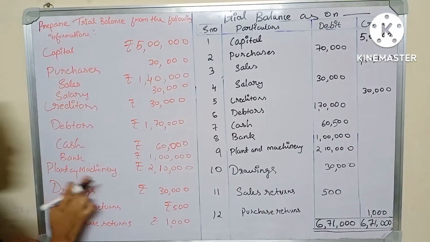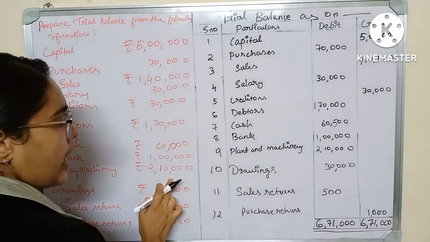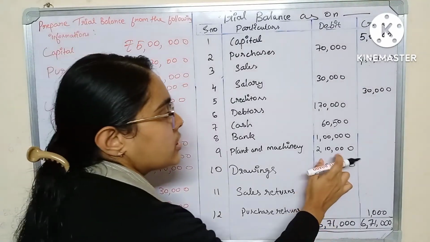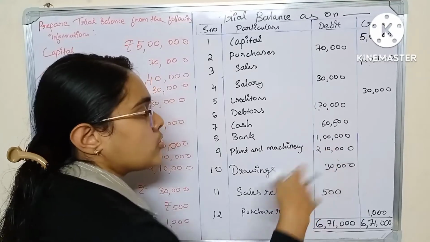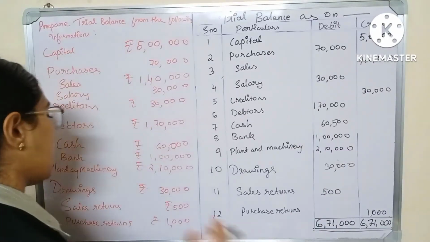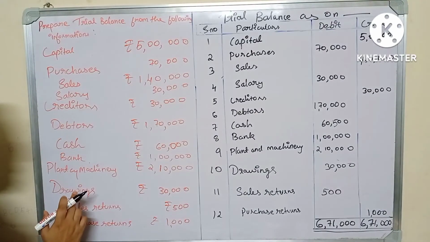Then next one is plant and machinery. The value is 2,10,000. That is an asset for your business, so I have written it on the debit column. So the asset will appear on the debit column. Then we have the drawings.